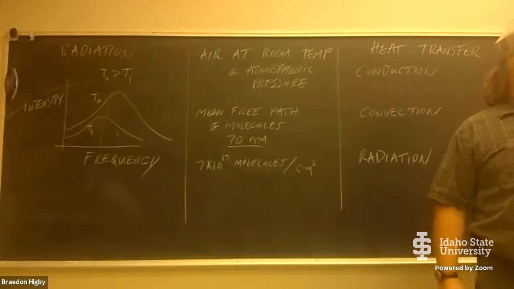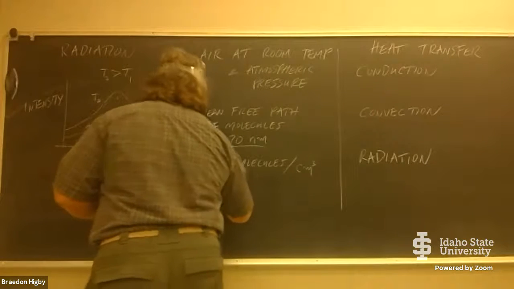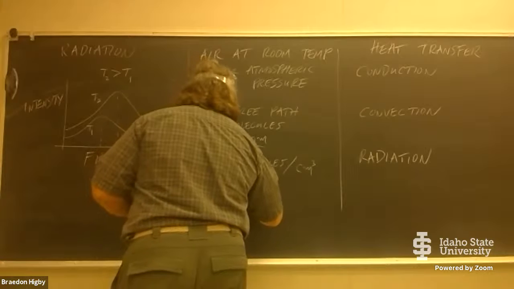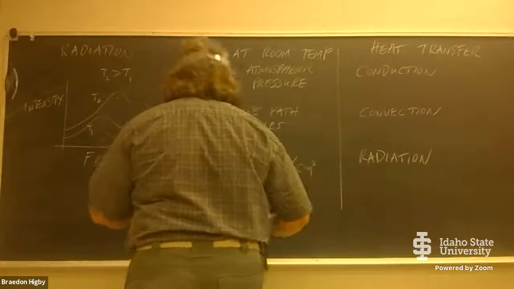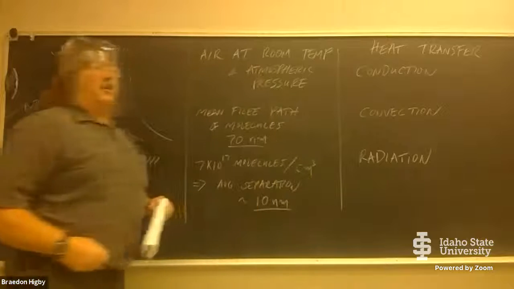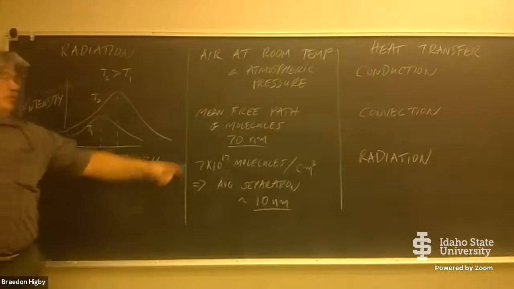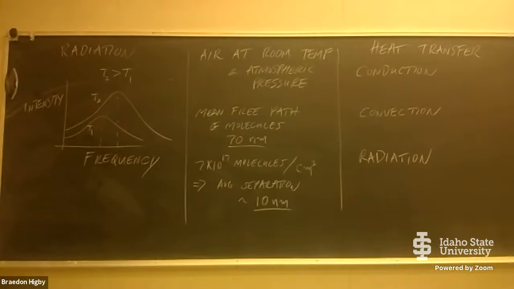And that means the average separation of air molecules at room temperature is about 10 nanometers. So shorter than the mean free path, which makes sense. So yeah, air is very low in density, but there's still a whole lot of air molecules in a cubic centimeter and not very much space between molecules, and they certainly don't go very far before they collide with another molecule.